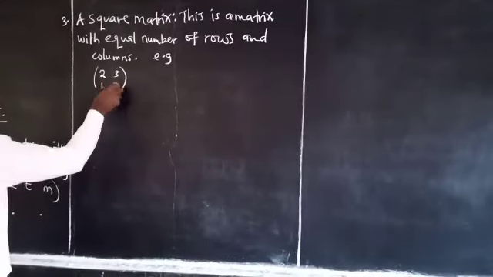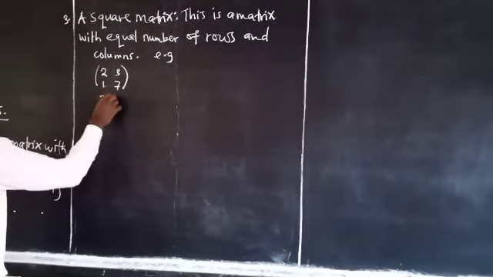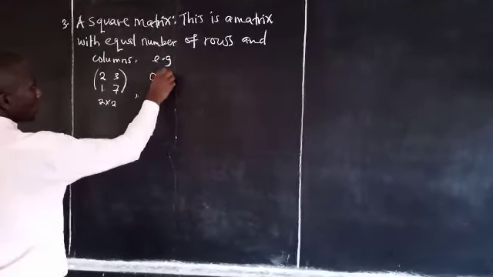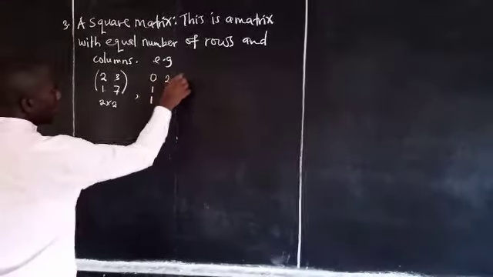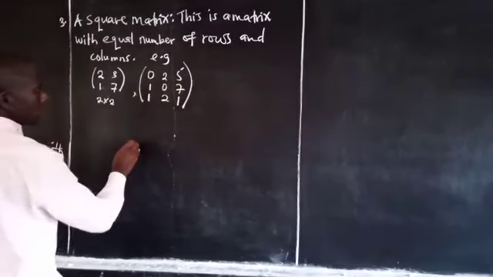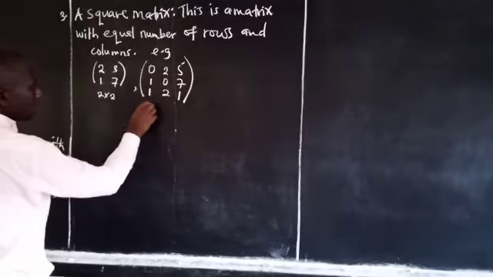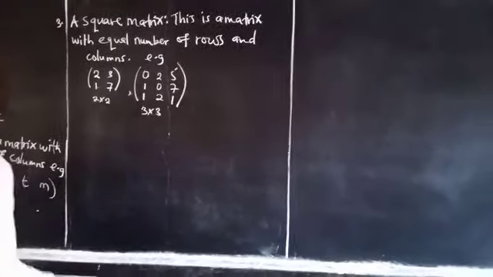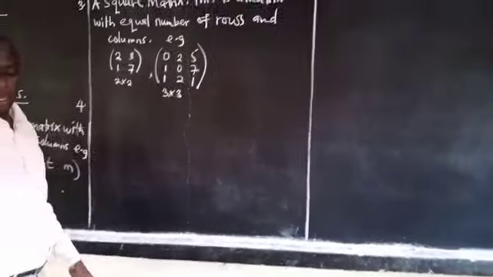1, 2: 2 rows, 2 columns. So this is a 2 by 2. We can have 0, 1, 1, 2, 0, 2, 5, 7, 1. 1, 2, 3. Those are 3 rows, 3 columns. 3 by 3. And etc. We can have another one.